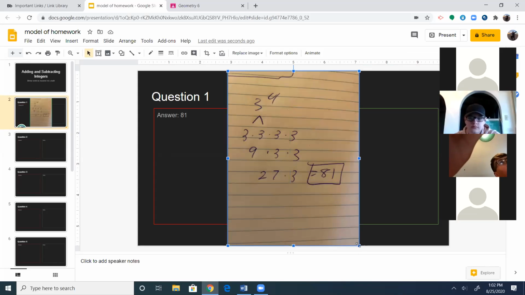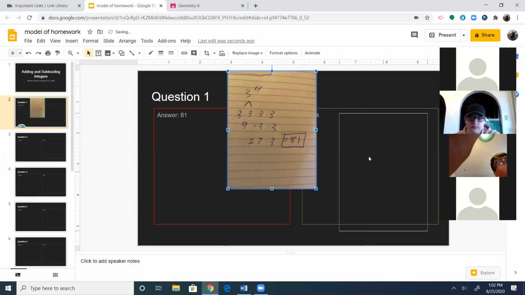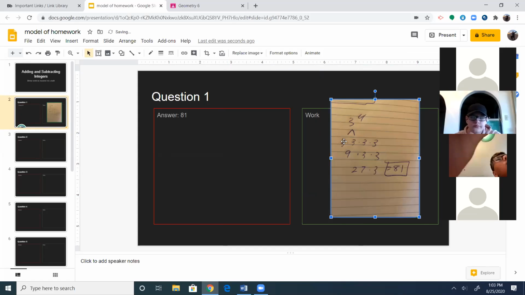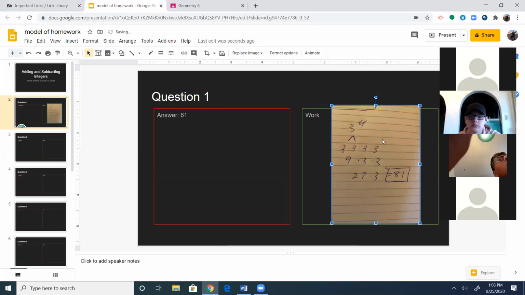Okay. As you can see, 3 to the power of 4, and then I just showed my work and we got 81. And then we're just gonna put it on there. Okay. So each one of you should have your own copy of the slides so you can edit it. But to me, the easiest way is just to download the app on your phone. Okay.